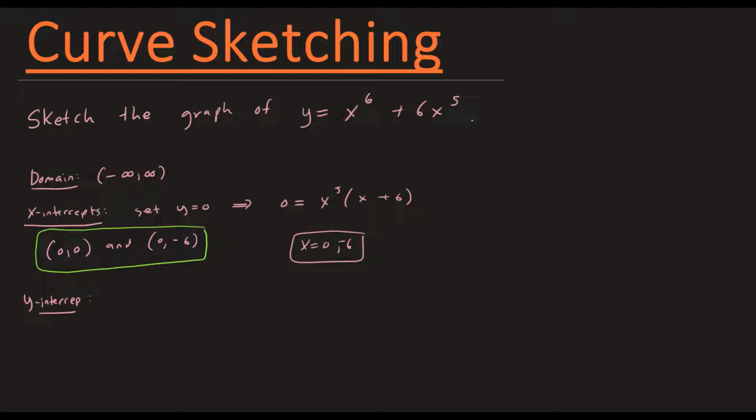For the y-intercept, we're going to set x equals 0, and that gives you y equals 0 to the 6th plus 6 times 0 to the 5th. So when you do this, you're going to get 0. So (0, 0) happens to be the x- and y-intercept. And of course, we know that if the graph passes through the origin, it's going to be both the x- and the y-intercept. All right, now let's go ahead and find any critical numbers.